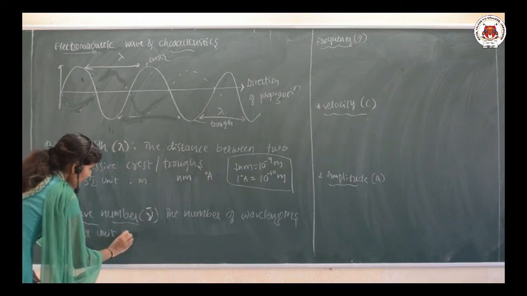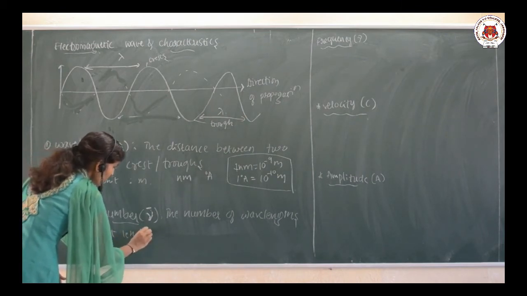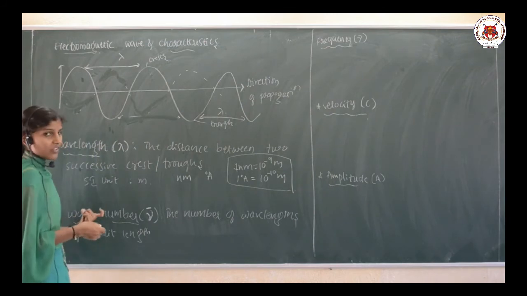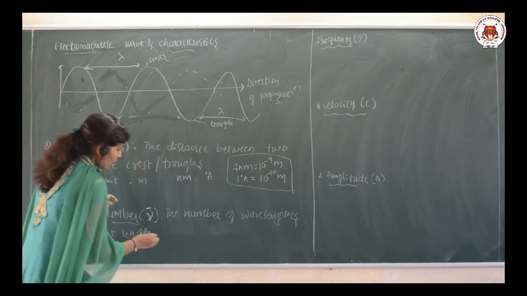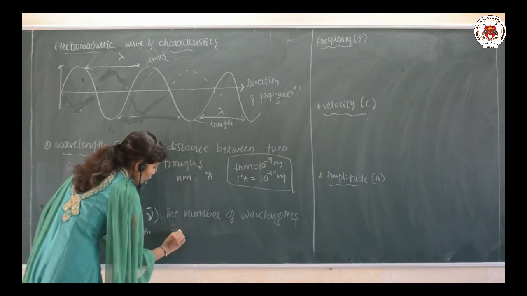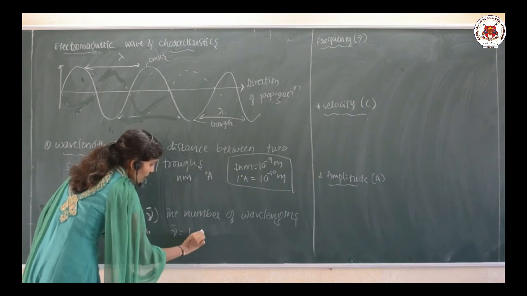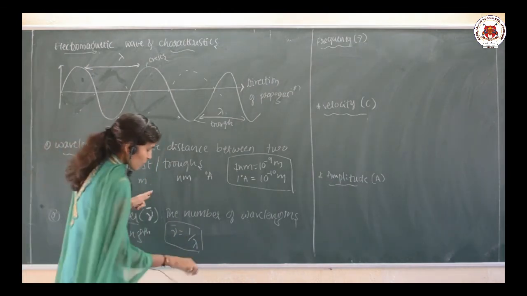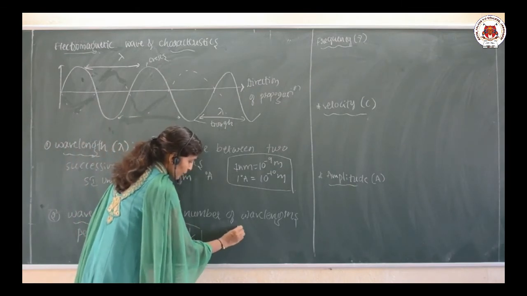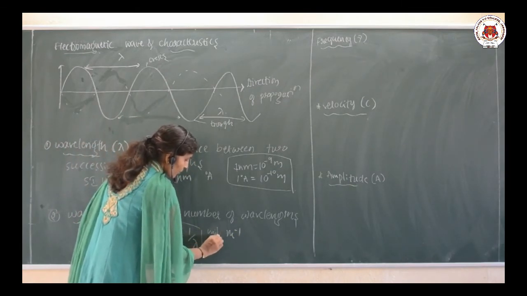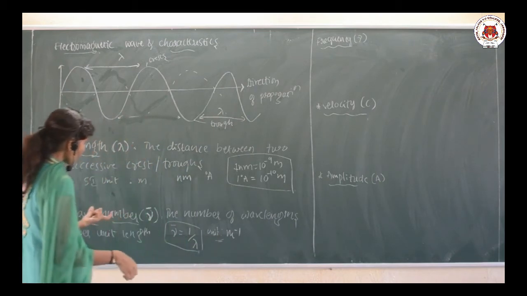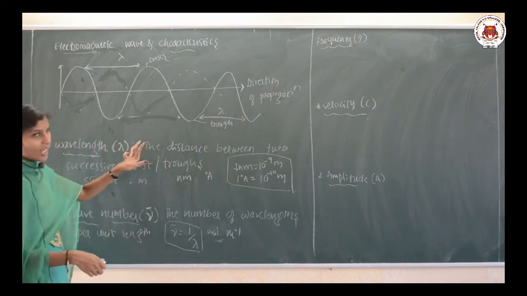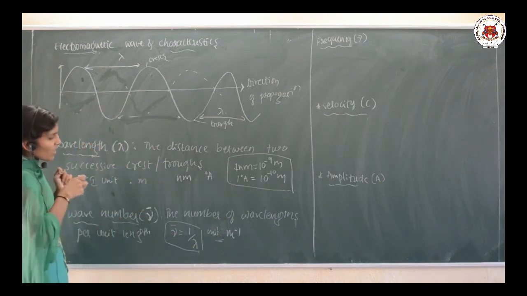Per unit length. So, the wave number is the reciprocal of the wavelength, that is nu bar is equal to 1 by lambda. So, its unit is per meter. So, what is wave number? The number of wavelengths per unit length.